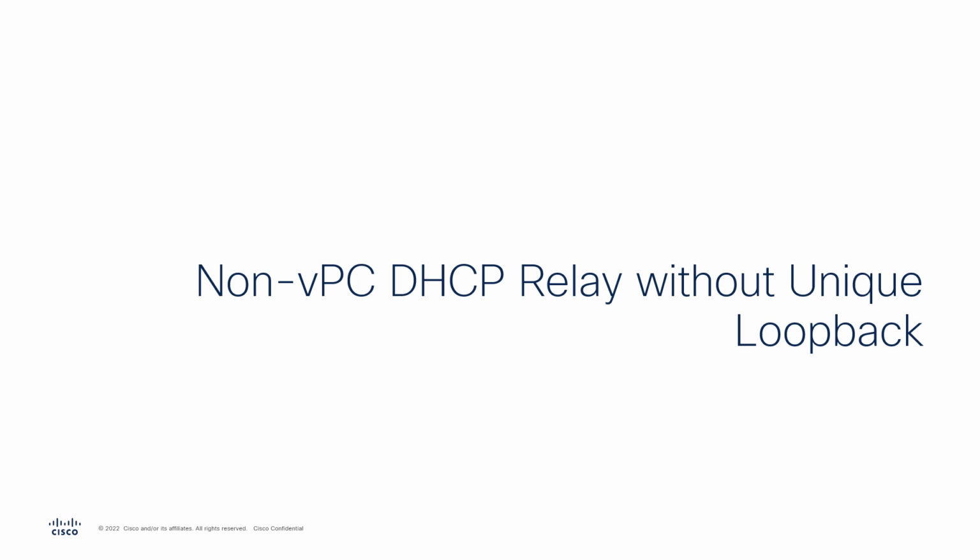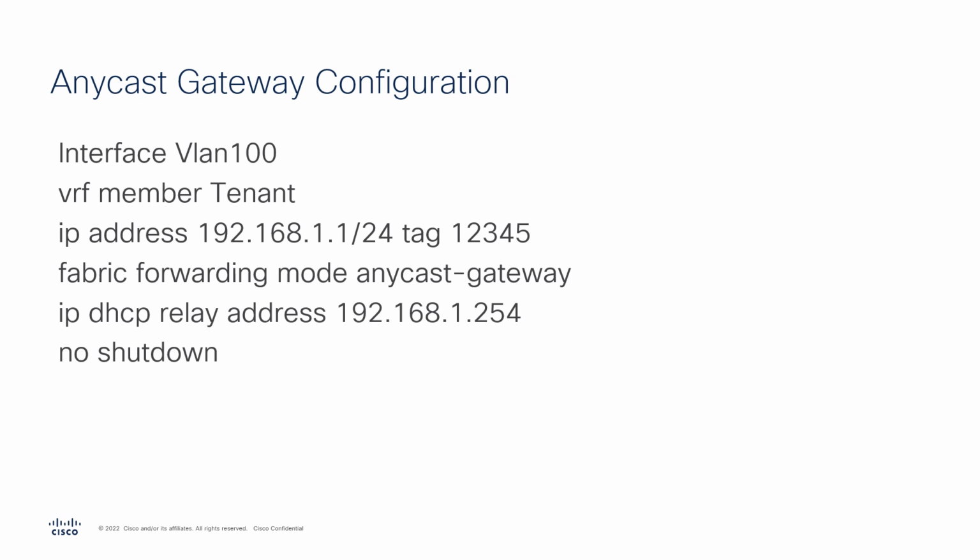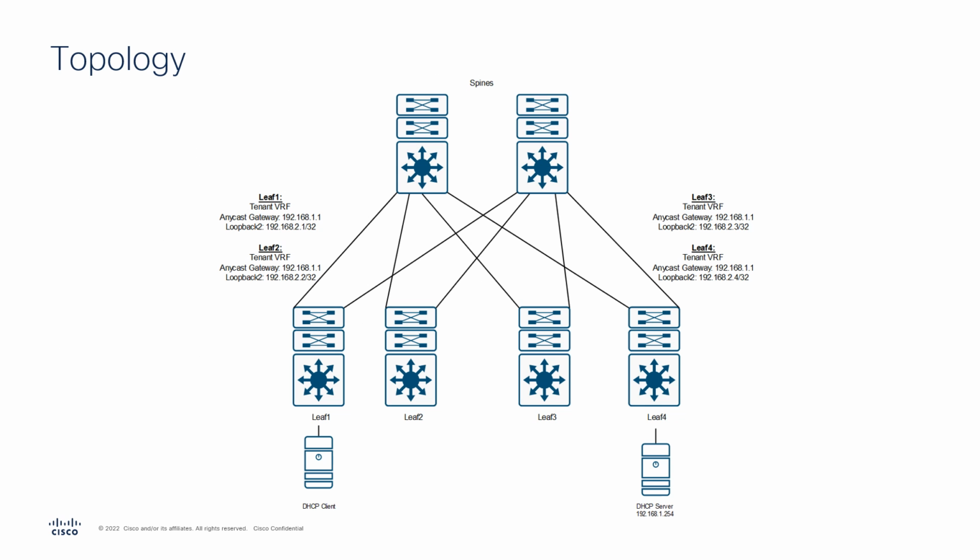Let's look at the behavior we experience when DHCP relay is configured without a unique loopback on a non-VPC VTEP. We will be using VLAN 100 as our DHCP relay. Since it is extended over VXLAN, it is configured as an anycast gateway and is using 192.168.1.254 as its DHCP server. Here is the topology we will be using. The DHCP client is connected off of leaf 1, and the DHCP server is connected off of leaf 4.